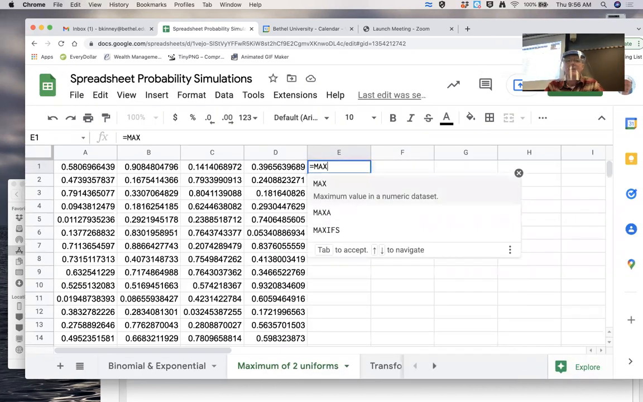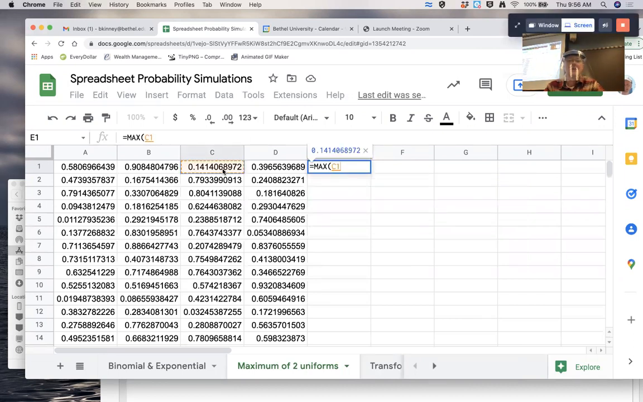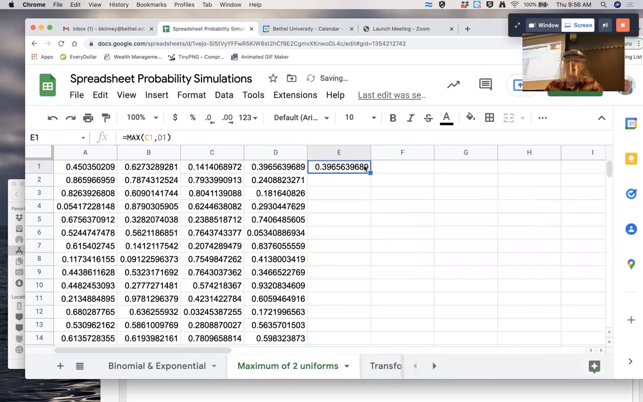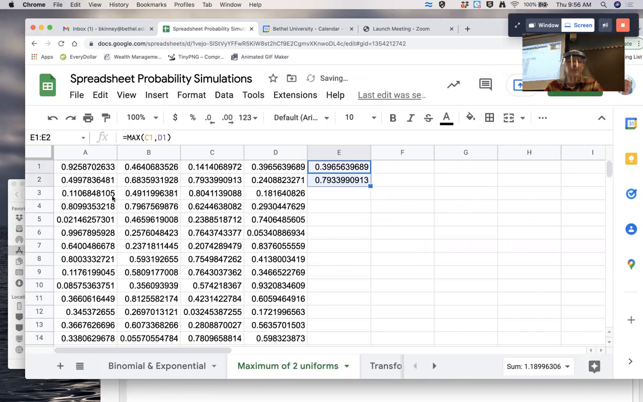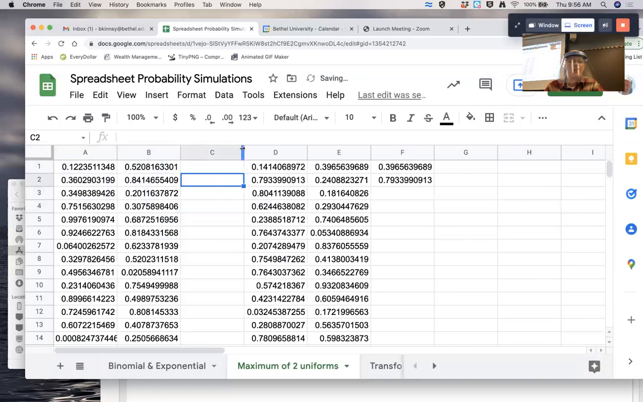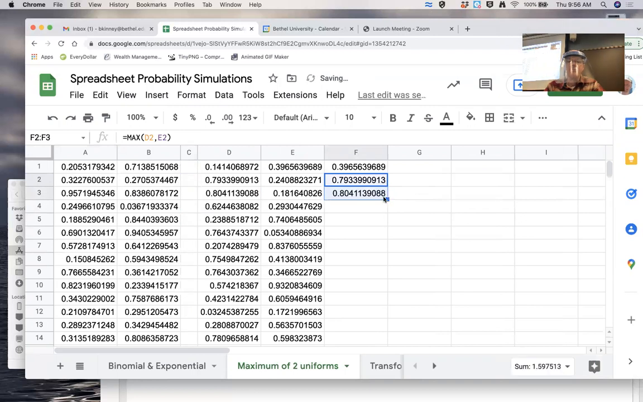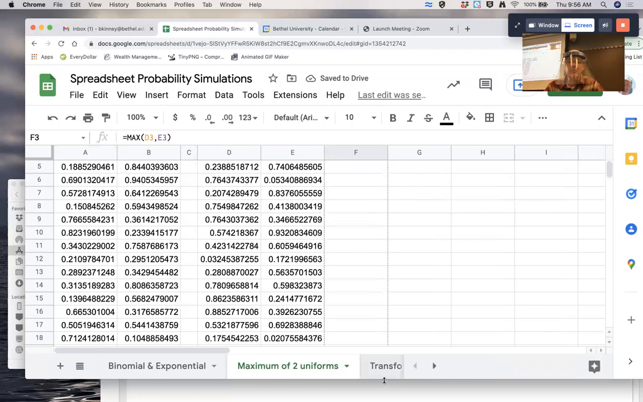Yeah, I could take the maximum, equals max. Like that. It'll take the bigger. And those are fixed numbers, so it's going to stay that way. So 0.39656 is the first bigger one. For the next one, we should get 0.793399. Yep. Ignore these 2 columns now and focus on these columns. Maybe I should have put a space in here. Insert column to the right. Next one's going to be the 0.84804, etc. I'm always taking the bigger number.